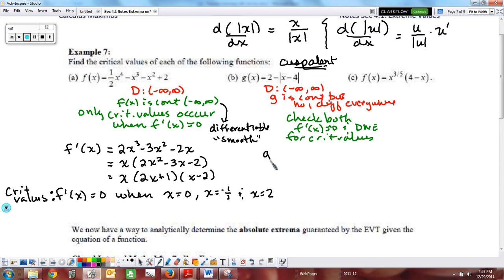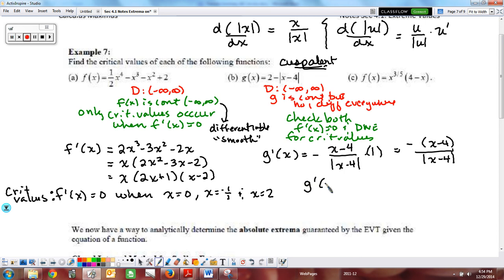Alright, so let's take our derivative. So g prime of x, derivative of a constant is a constant. Let's just bring the negative down. Now I have the absolute value of u. So the derivative of the absolute value of u would be u over absolute value of u times the derivative of u, which was x minus 4, which is just 1. Okay, so we're pretty much ending up with negative times this x minus 4 over absolute value of x minus 4. So now we're going to look at when does the derivative not exist.